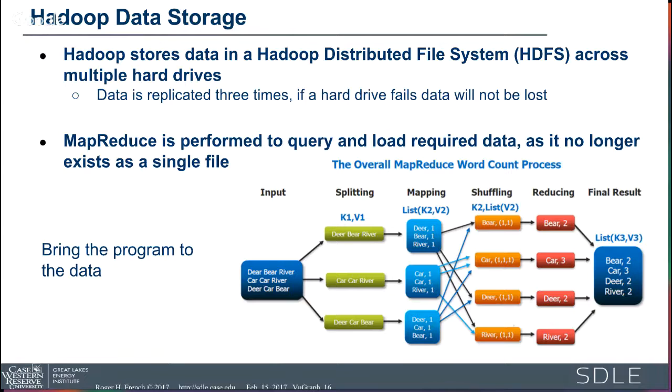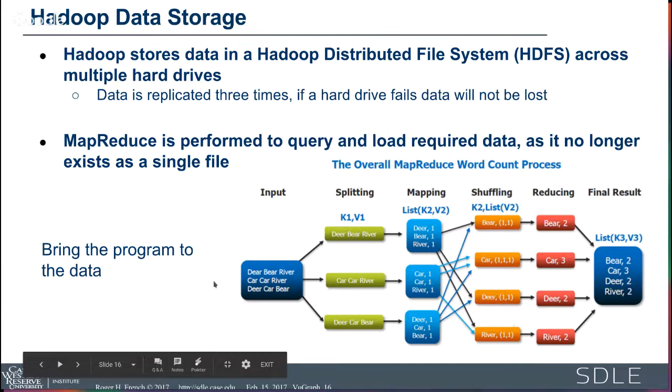So the hello world of Hadoop is the word count function here. If we have an input of random words: deer, bear, river, car, river, deer, car, bear, when we store this in, it gets split up and distributed across, in this case, three drives where this data is stored.